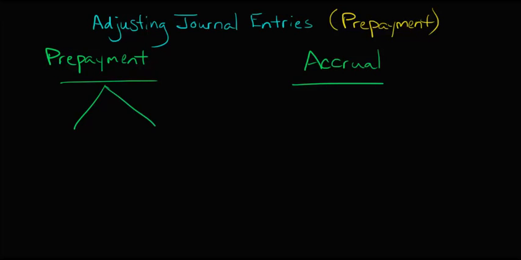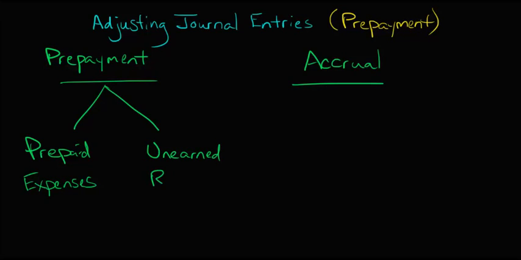We've really got a couple types. Now we've got some subcategories here. We've got prepaid expenses, something like insurance. You pay in advance for your insurance and you use it up as time passes. And then we've got things like unearned revenue, where there's prepayment going on, but it's actually a prepayment on the part of your customer and you haven't earned the revenue yet.